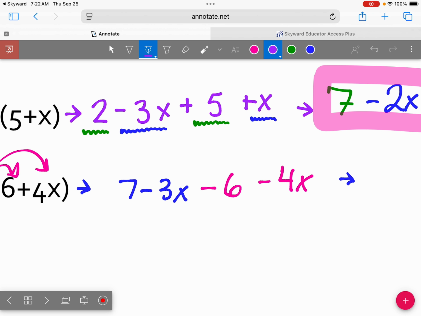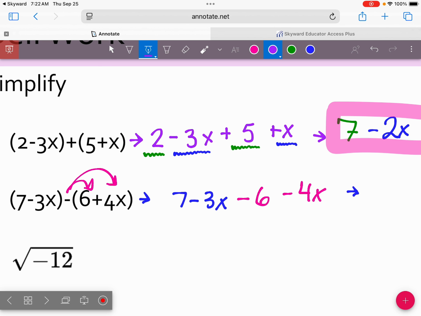What do we do next? What can I do here? Simplify this. That would be if I was just adding the two together. If I had this as a plus right here instead of a minus, absolutely. But we need to subtract them. Combine our like terms. I've got 7 minus 6. So that's going to give us a 1.